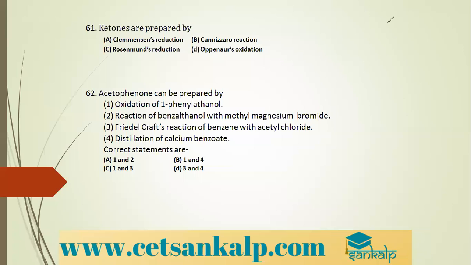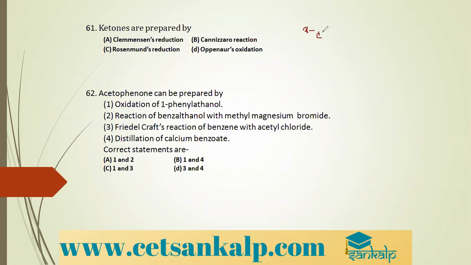Clemmensen's reduction we have already seen. It is the chemical reaction where aldehydes are converted into alkanes. Cannizzaro's reaction is for aldehydes with no alpha hydrogen. Rosenmund's reduction is for preparation of aldehydes only from acid chlorides, right? And Oppenauer oxidation is for preparation of ketones only.